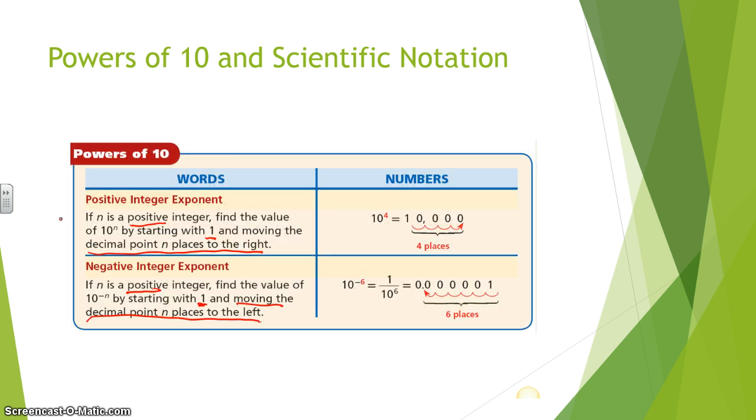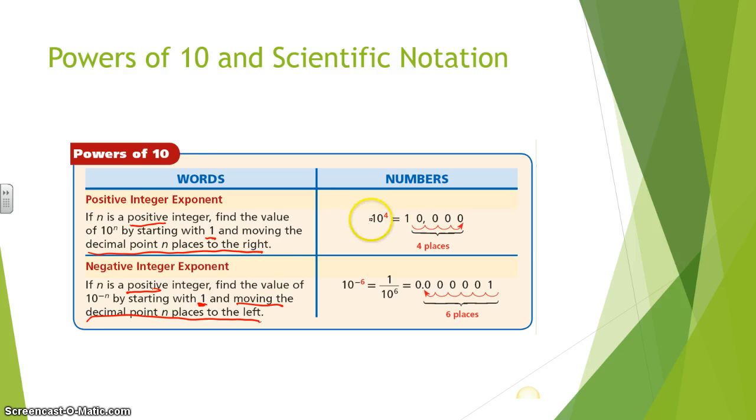The next thing you'll see here is powers of 10 in scientific notation. So I do want you writing down these definitions and the examples as well. So positive integer exponents. If n is a positive integer, find the value of 10 to the nth power by starting with 1 and moving the decimal point n places to the right.